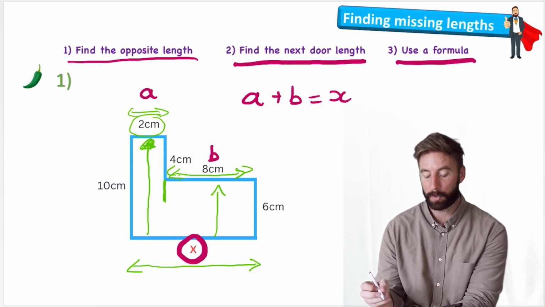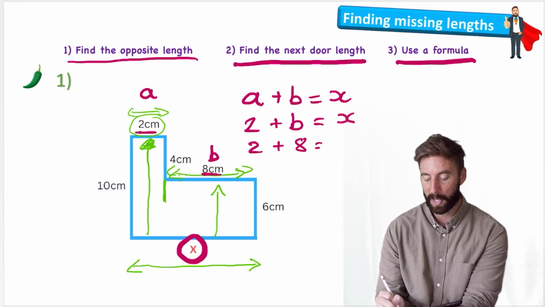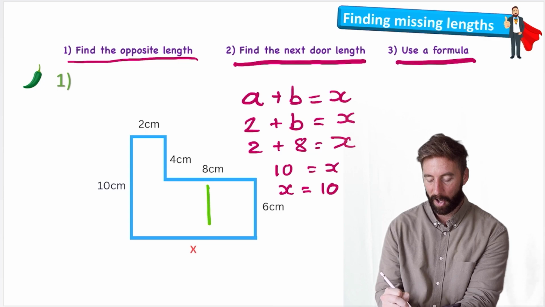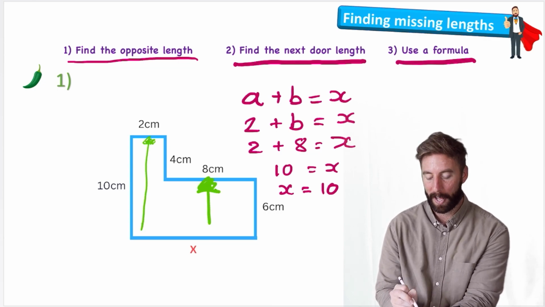Okay, well now let's substitute in our numbers. We have 2 centimeters for A, so it would be 2 plus B equals X. And I have 8 centimeters for B, so 2 plus 8 equals X. Therefore, 10 equals X, or X equals 10, same thing. Okay, but that was pretty easy, wasn't it? Because we could see our opposite lengths really easily and just sort of add them up in our head. 2 plus 8 must equal our x.